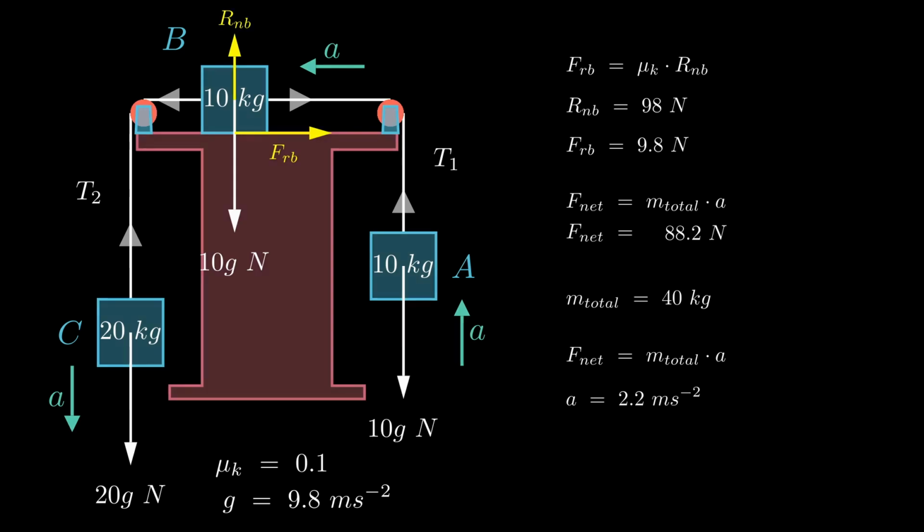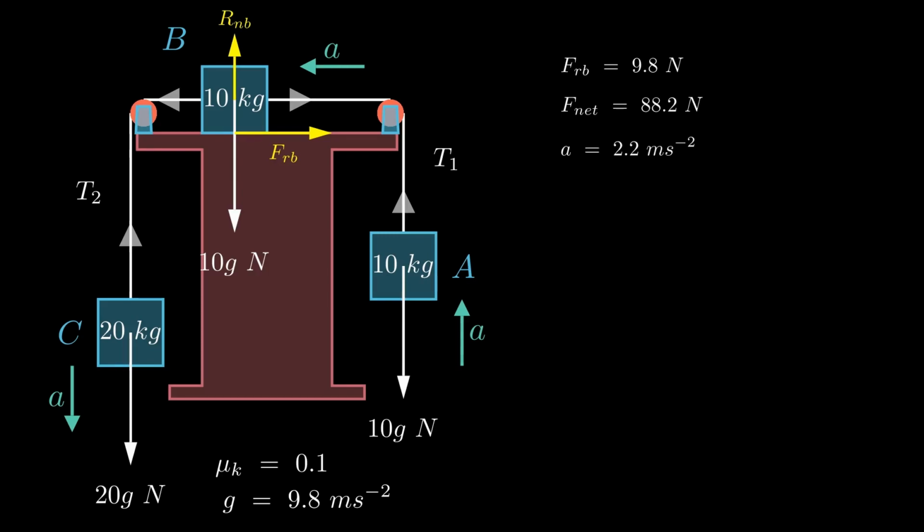Now, let's delve into determining the tension in the two ropes. In this scenario, we need to apply Newton's second law to a specific object since tension is an internal force. Although we could select any of the objects for this purpose, considering both objects A and C allows us to calculate the values for the two tensions using a single expression.